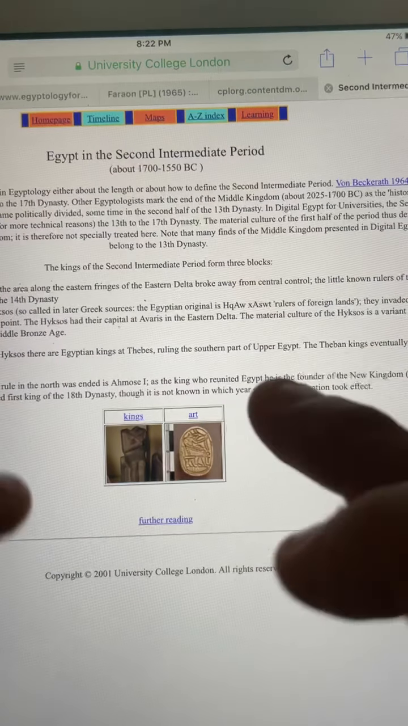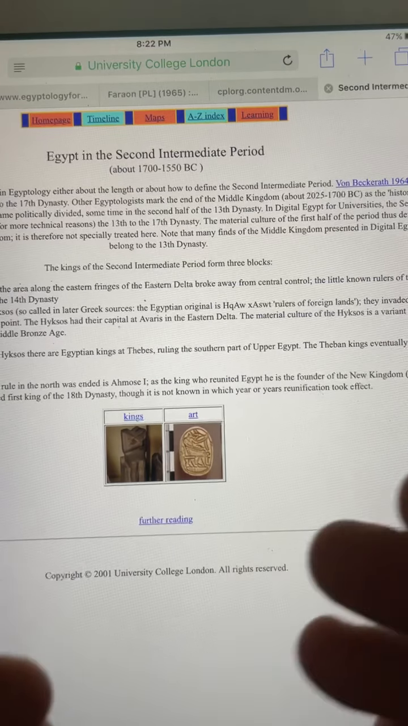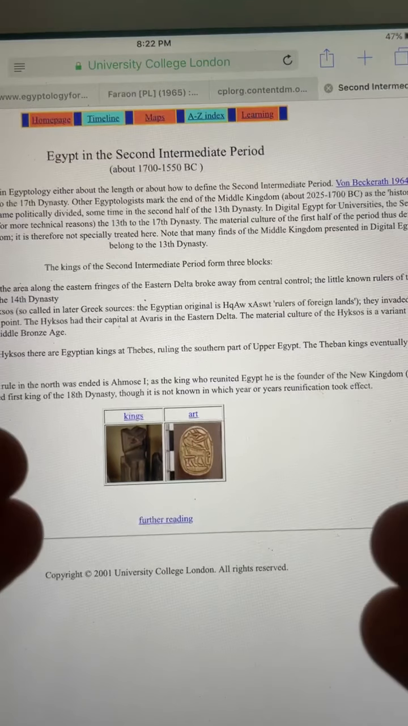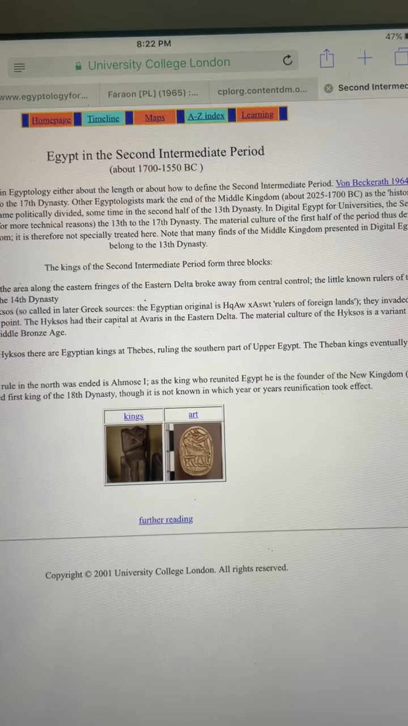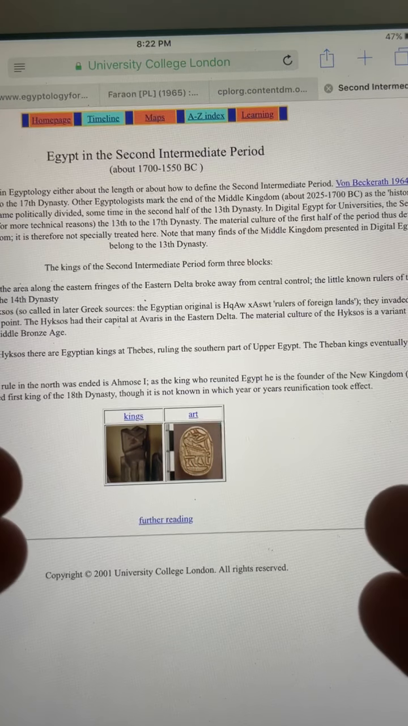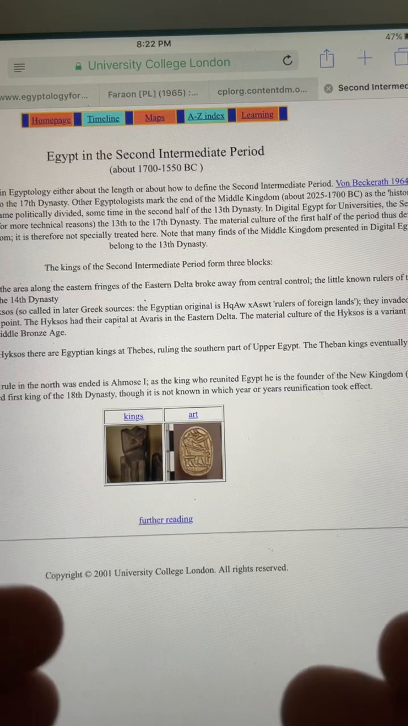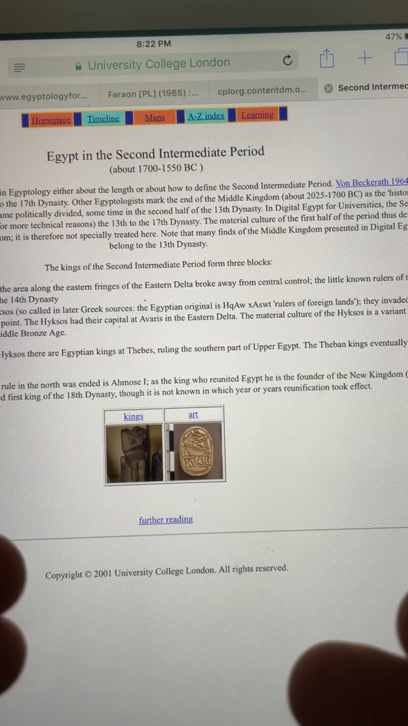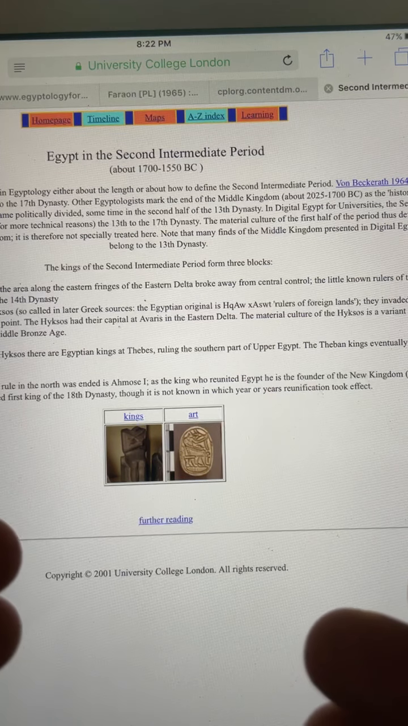All right, now our dynasties are divided according to us. It doesn't mean the Egyptians did it this way. That's just how we divide things. So historical moment became political divide by the time it hit the 13th dynasty. There is some information to show us what's been divided. But they say perhaps there is a division along the eastern fringes.